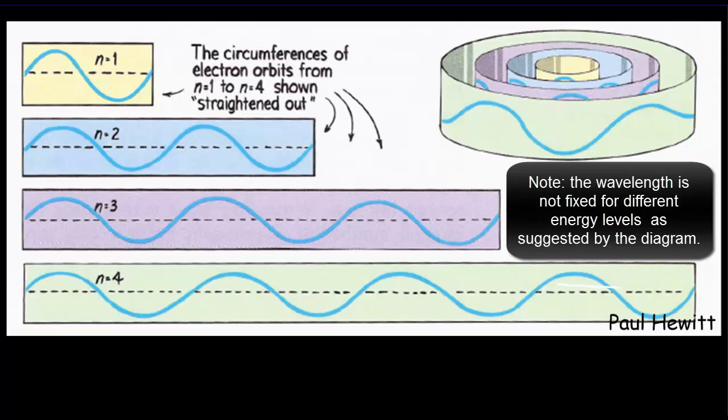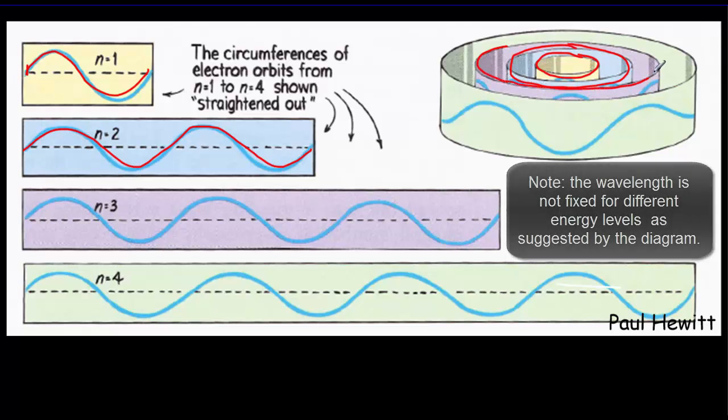And I like this diagram by Paul Hewitt. He's just drawn out full wavelengths on strips of paper. In our first orbit, our first energy level would be formed when we fit 1 full wavelength around the orbit. And our second energy level would be 2 full wavelengths around the second orbit. And then 3 full wavelengths around the third energy level, etc.